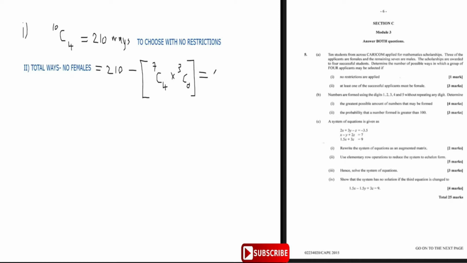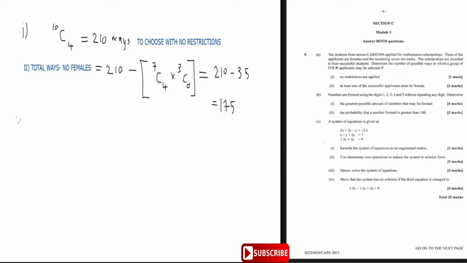So that will be equal to, put this in our calculator, 210 minus 7 choose 4 times 3 choose 0, which is 35. So 210 minus 35 is 175. So there's 175 ways of choosing at least one female. That's part 2. Now part B.